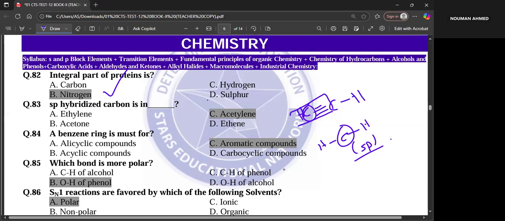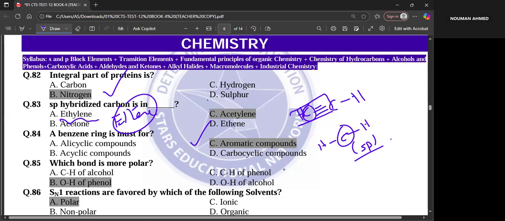And what about ethylene? You know that ethylene is also called ethene. So in ethene, sp2 hybridization will take place. Next one is, a benzene ring is a must for an aromatic compound. One benzene ring must be contained in an aromatic compound.